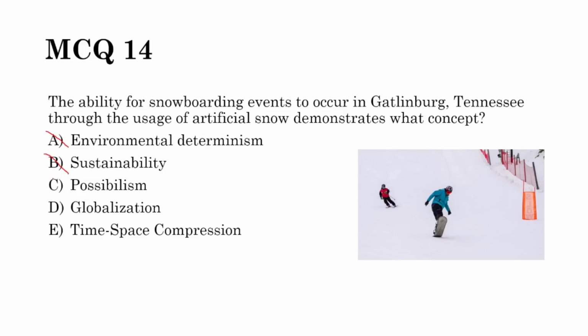And we're talking about possibilism. Yes, we're talking about possibilism. We're talking about overcoming an environmental limitation. Yes, the environment does determine certain parts of human environment interaction and human culture, but we're able to adapt to many environmental conditions here. So that's going to make possibilism the right answer here. Both of these, globalization and time-space compression, these are just nonsense answer choices. They have nothing to do with human environment interaction.